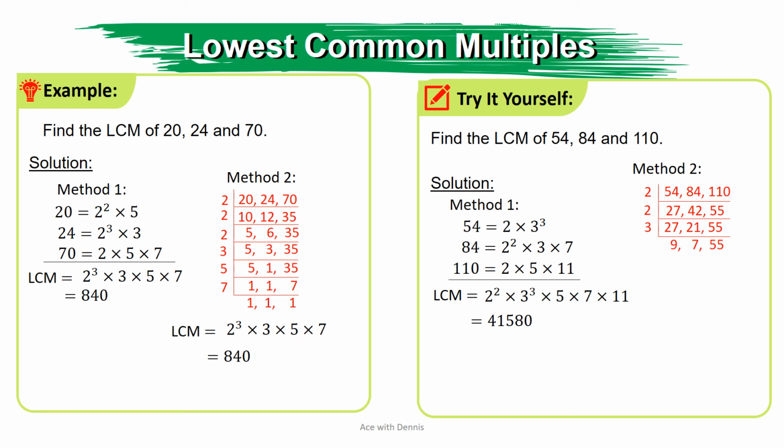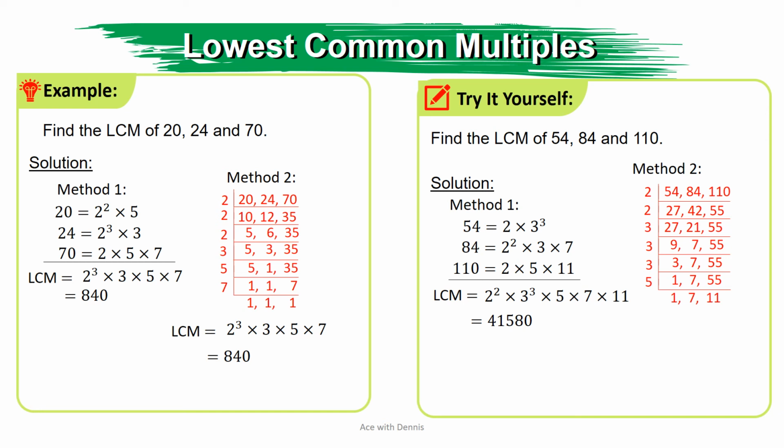So we can divide by 3. For 27, we get 9. 21, we get 7. 55 is not divisible by 3, so we just copy down the value. And now we continue with 3. 9 divided by 3, you get 3. The rest, we just copy down the value. Carry on with another 3. So 3 divided by 3, you get 1. So 7 and 55 remain the same.